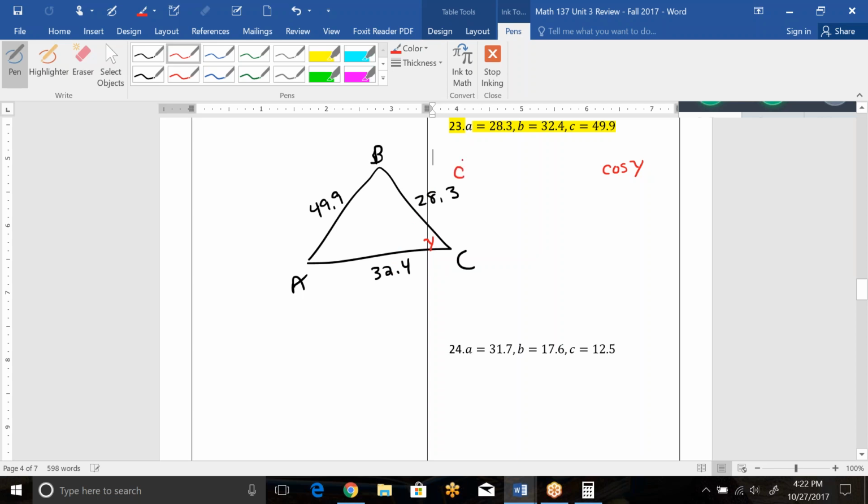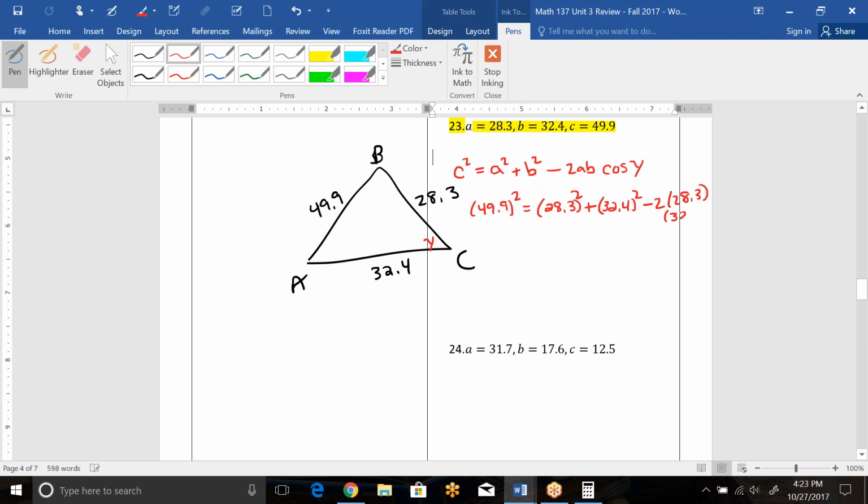So remember, the formula would be little c squared, because that's across from gamma, equals a squared plus b squared minus 2ab cosine gamma. So then we plug in what we know. So c is 49.9 squared, a is 28.3 squared, plus b is 32.4 squared, minus 2 times the 28.3, also times the 32.4, and then cosine gamma.